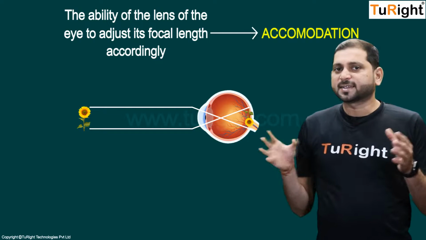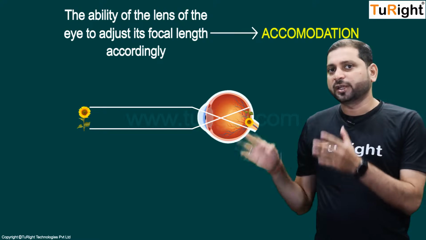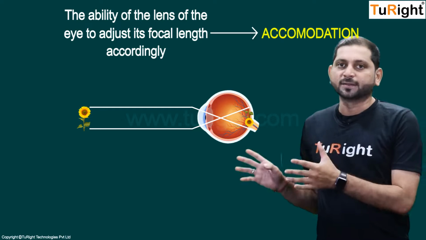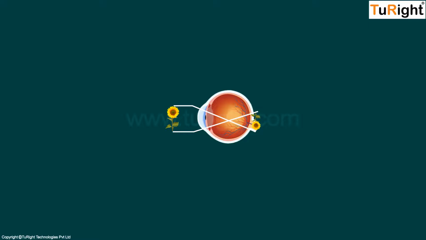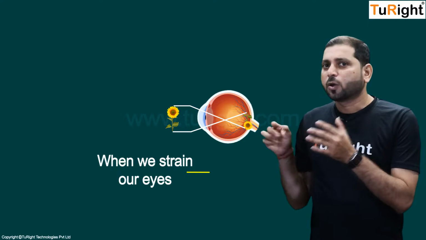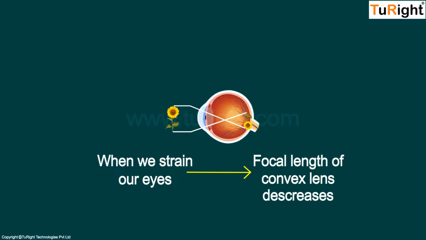Now obviously, there is some limit to which the lens can actually increase or decrease its focal length. One of the cases is when the object is too close to the normal eye. If you take an object very close to your eye, the image appears to be distorted. You will not be able to see the object clearly. This is because the image is not formed on the retina. In that case, we have to strain our eyes in order to view the object with clarity. When we strain our eye, what we are actually doing is trying to reduce the focal length of the lens. We can try that, but we still will not be able to see clearly.